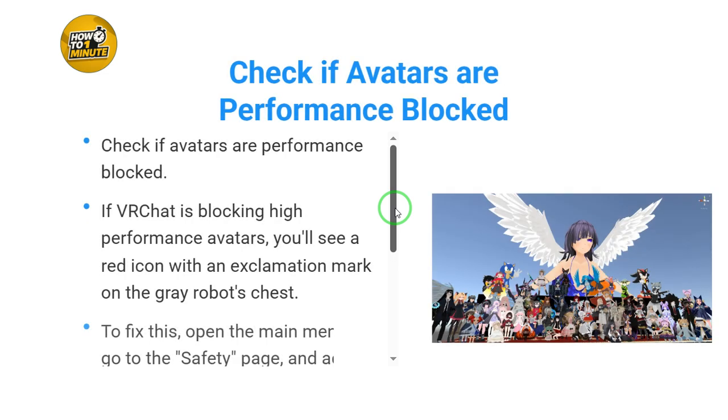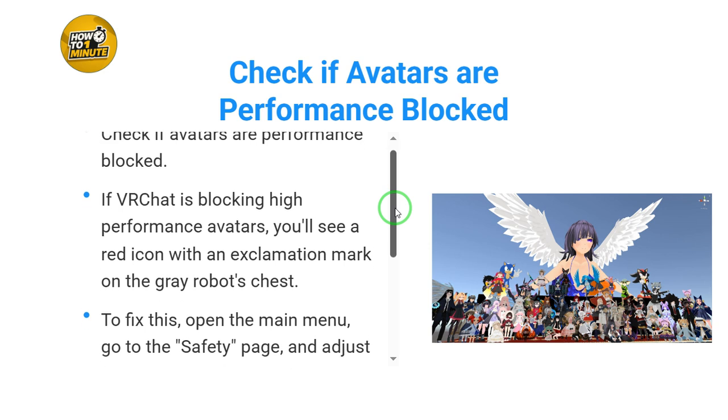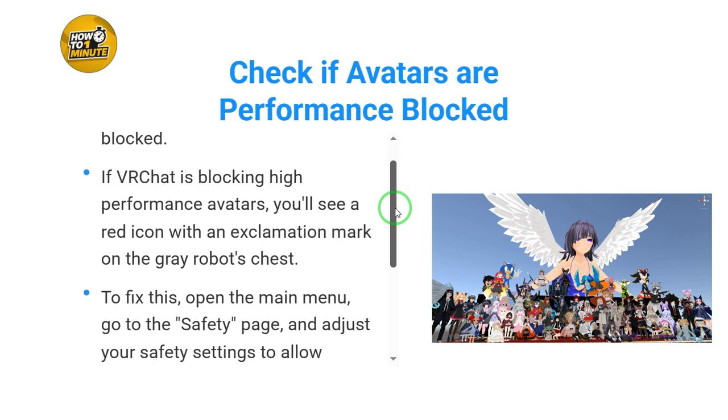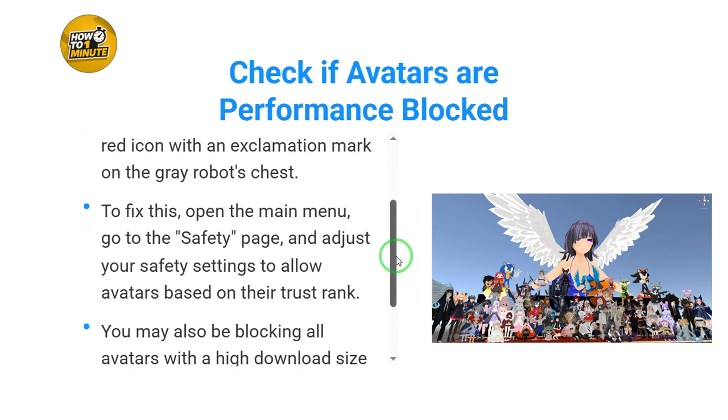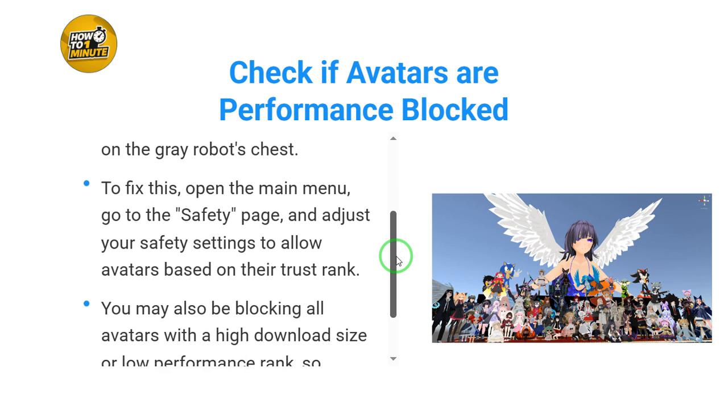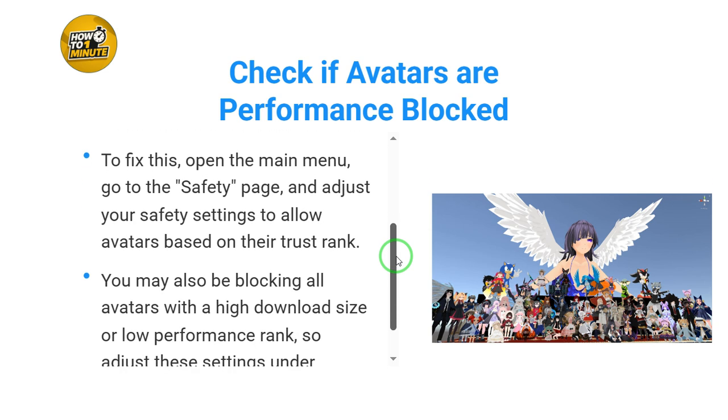Then, check if avatars are performance blocked. If VRChat is blocking high-performance avatars, you'll see a red icon with an exclamation mark on the grey robot's chest. To fix this, open the main menu, go to the Safety page and adjust your safety settings to allow avatars based on their trust rank.